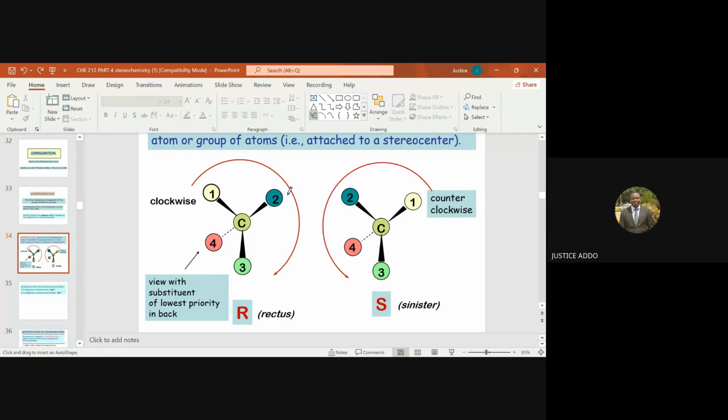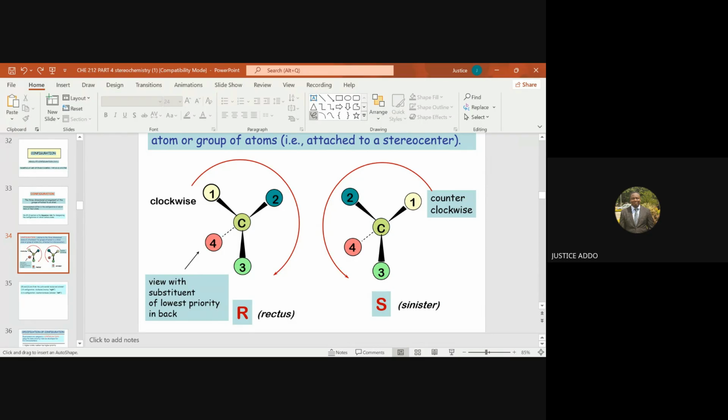Now, how do we arrange these groups in space? It can be done in such a way that when you move from 1 to 2 to 3 to 4, the direction of movement follows a clockwise direction. And the clockwise direction is what we call rectus in Greek, meaning clockwise, right direction. And that is denoted by the letter R.